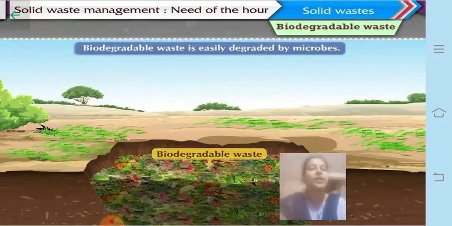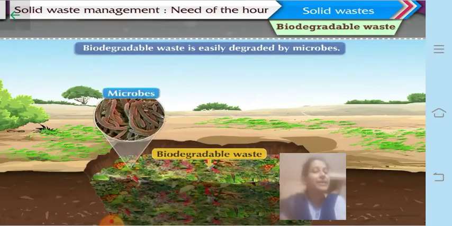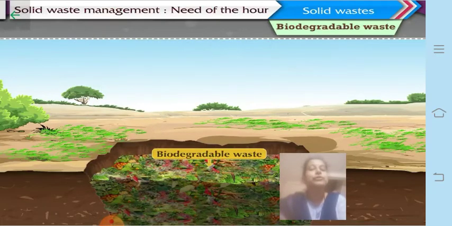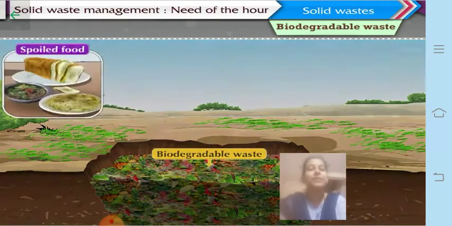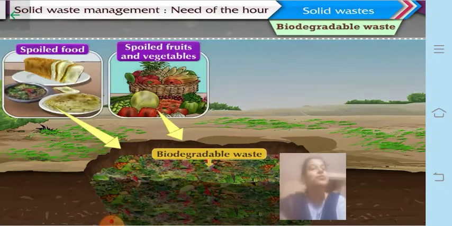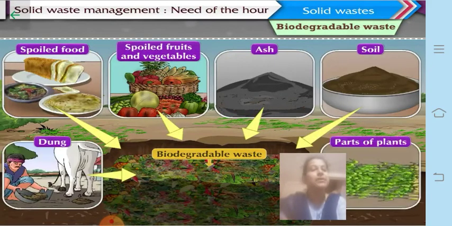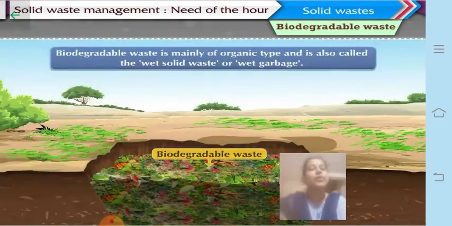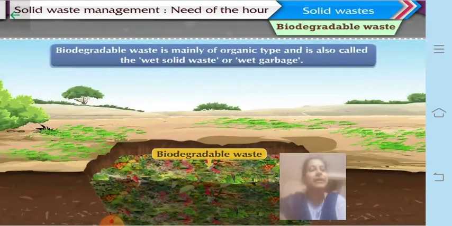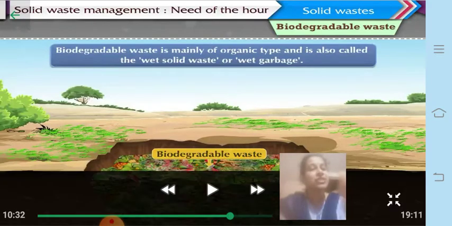Now, what type of waste is included in biodegradable? They are nothing but spoiled food, spoiled fruits and vegetables, ash, soil, dung, and parts of plants, categorized into biodegradable waste. Biodegradable waste is mainly of organic type. Since it is natural, it is also called organic waste and also wet solid waste or wet garbage.